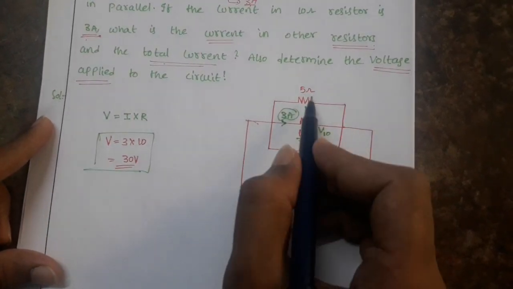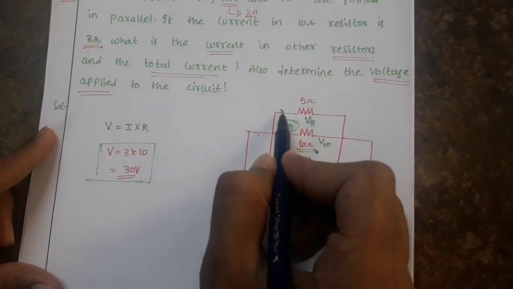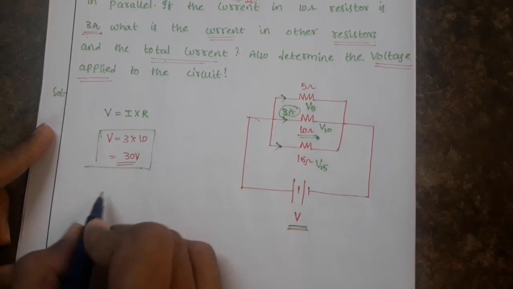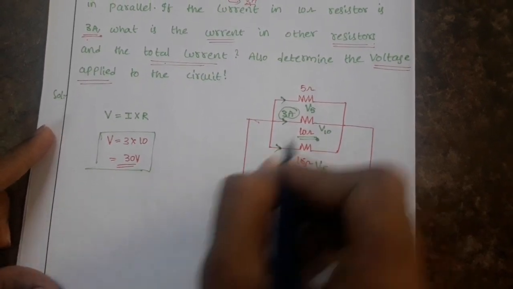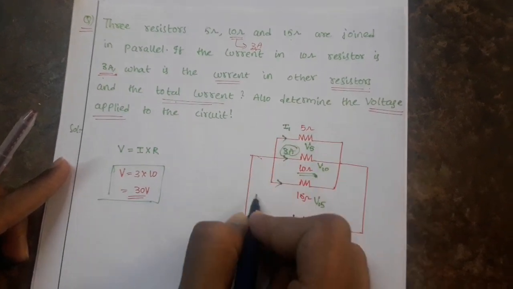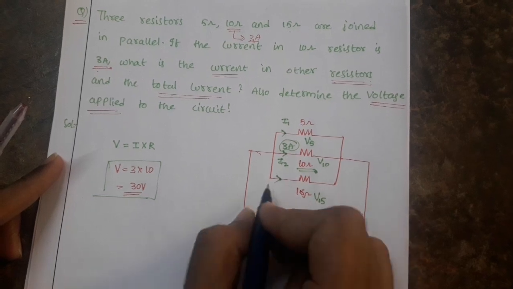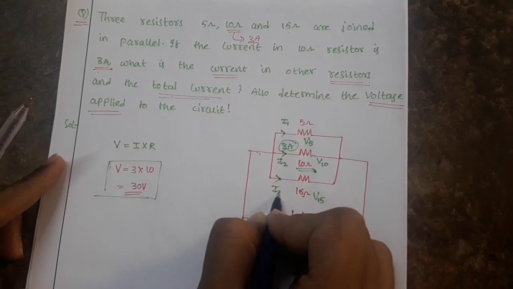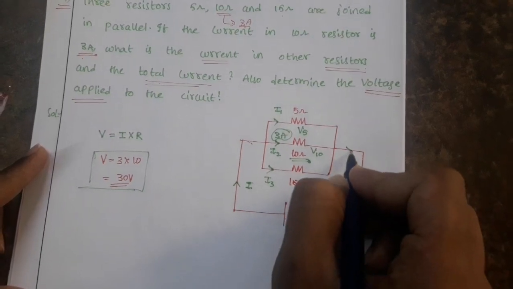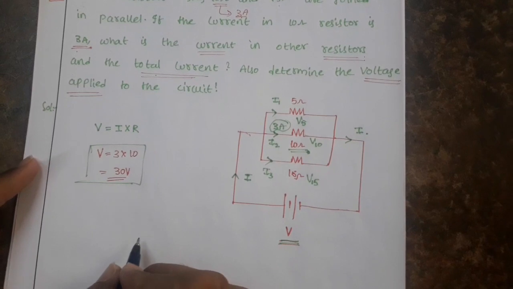Then for finding the current through the other branches, that is the current through the 5 ohm resistor and the current through the 15 ohm resistor, let me take the current through the 5 ohm resistor as I1, the current through the 10 ohm resistor as I2, the current through the 15 ohm resistor as I3, and the total current as I. Here it will add up: I1 plus I2 plus I3. So total current is I.